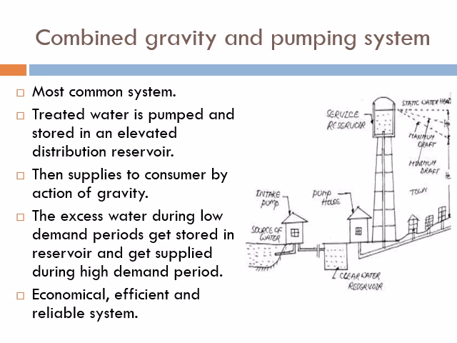Next is the combined gravity and pumping system, which is the most commonly used one. In this, the water is pumped and stored in an elevated distribution reservoir, and then it is supplied to the consumer by the action of gravity. In this system, the excess water during low demand periods is stored in the reservoir and supplied when there is a high demand. So this system is the most economical, efficient, and also a reliable one. Thank you.